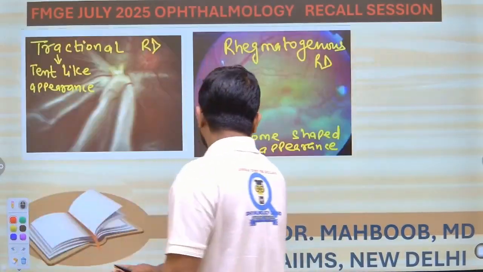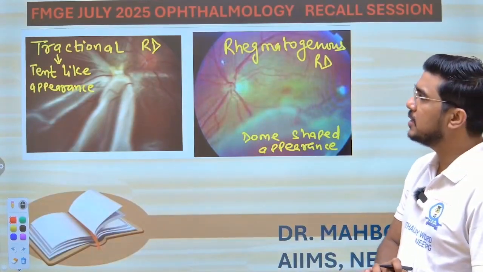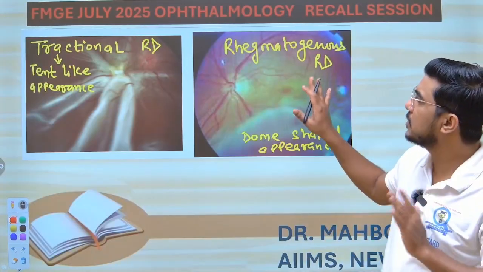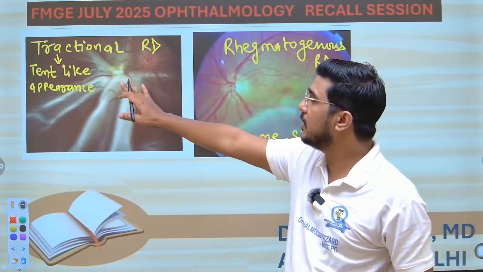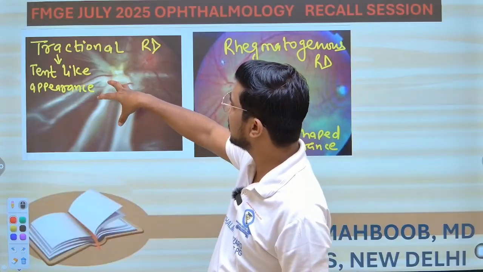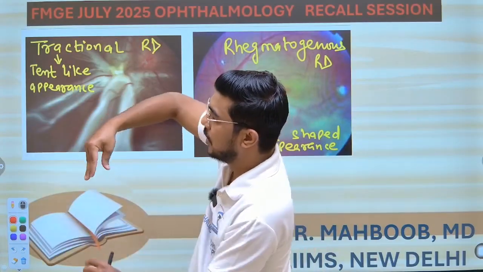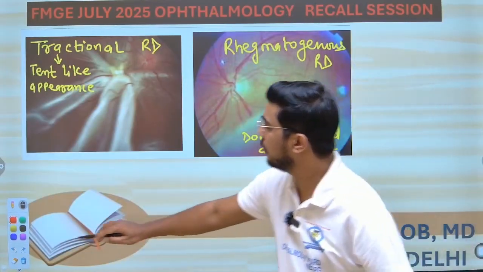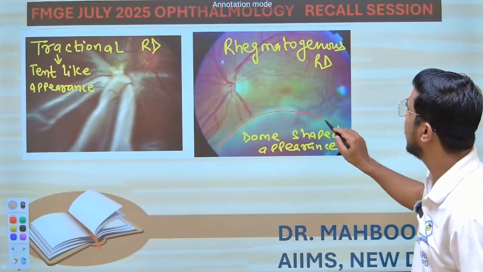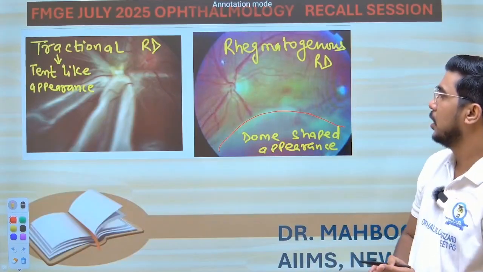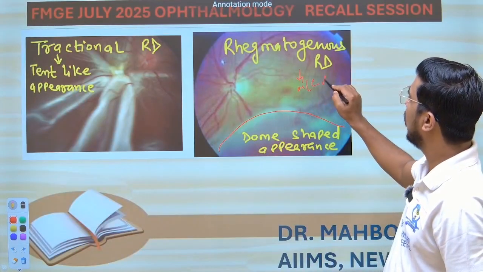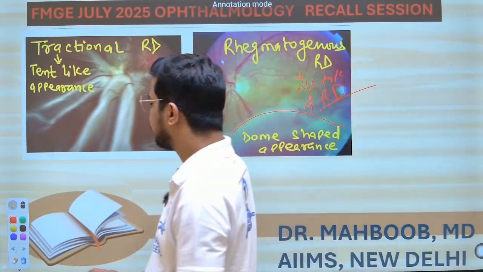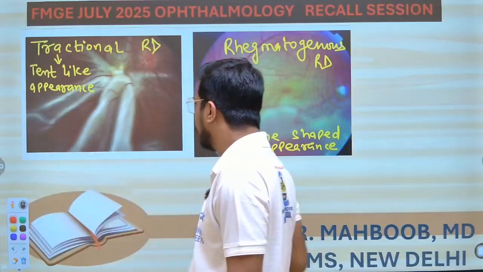Now, you can see here the difference when you have a picture of retinal detachment in the eye, how to say whether it is rhegmatogenous or tractional. Generally, in tractional retinal detachment, you have a tent-like structure, as if something is pulling. And in rhegmatogenous, there will generally be a dome-shaped structure. So this is the most common type of retinal detachment, RD.